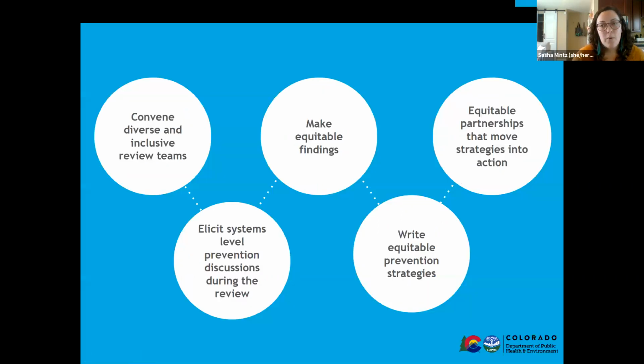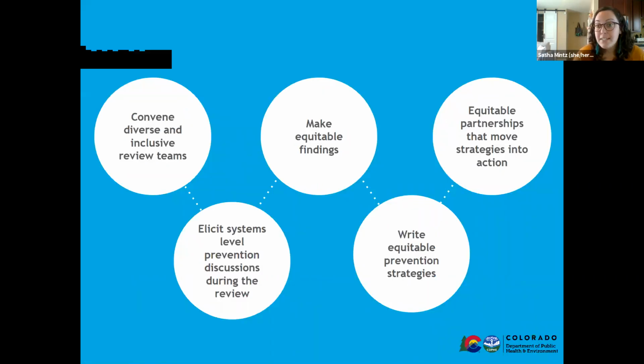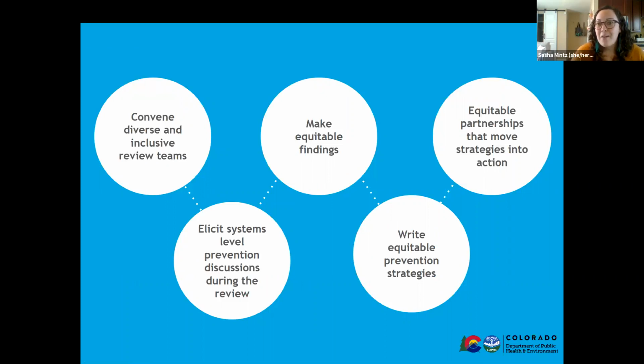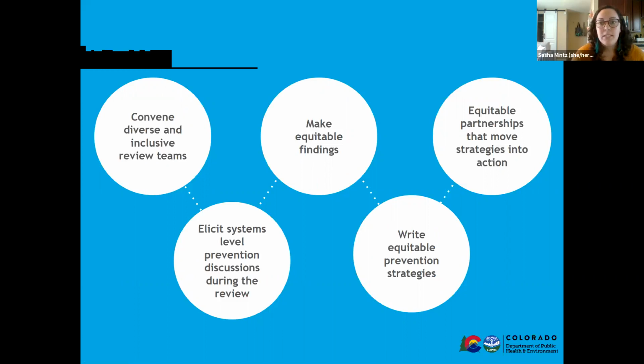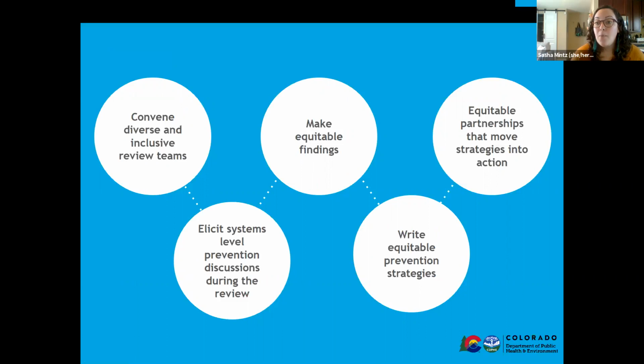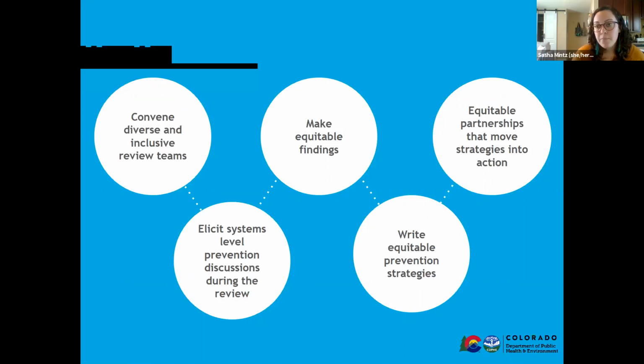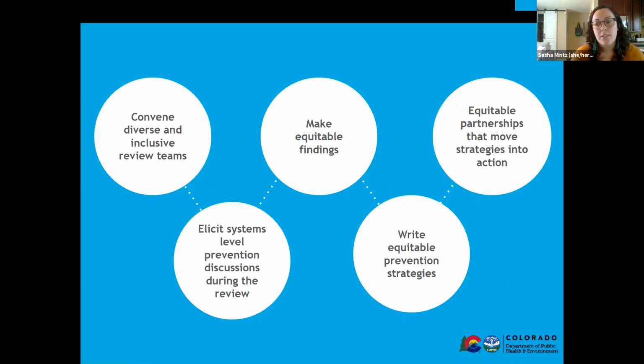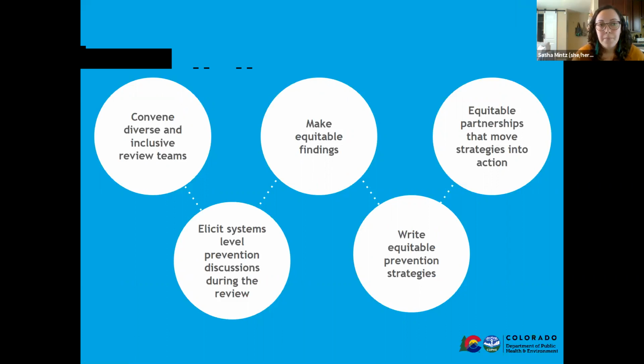As a system, we really strive to incorporate equity into every facet of our child death review process. If you're unfamiliar with child death review, it looks different in every state, but here in Colorado, as I mentioned, we have review teams at the local level. So those can be counties and also some regional teams that come together.